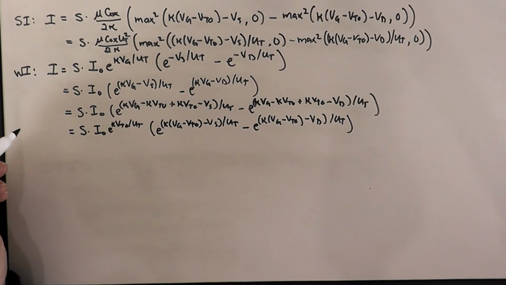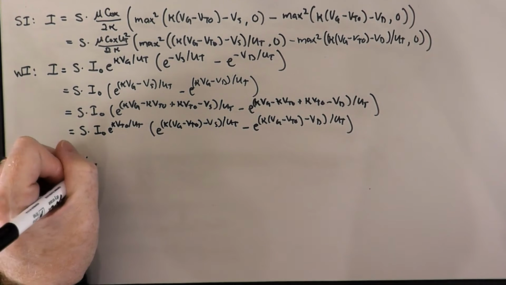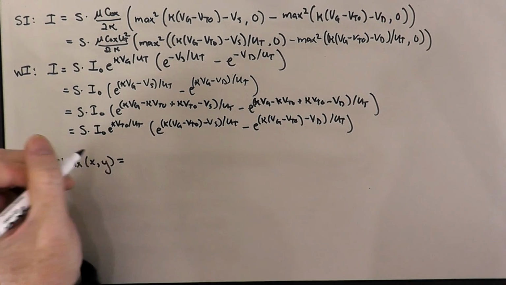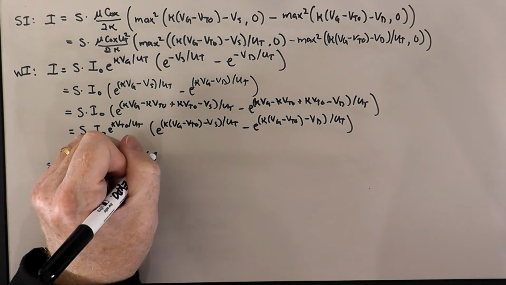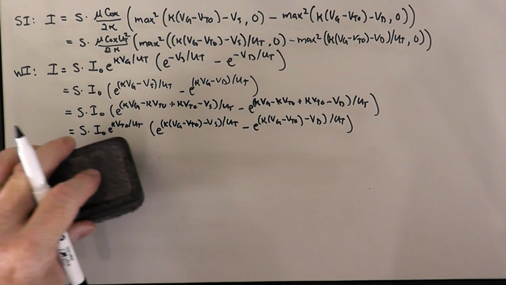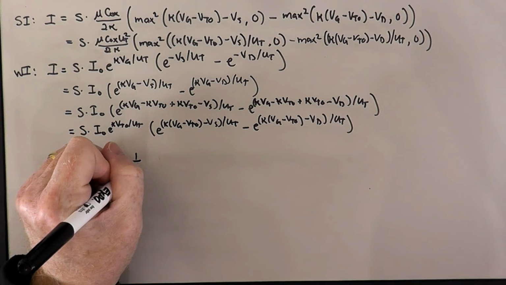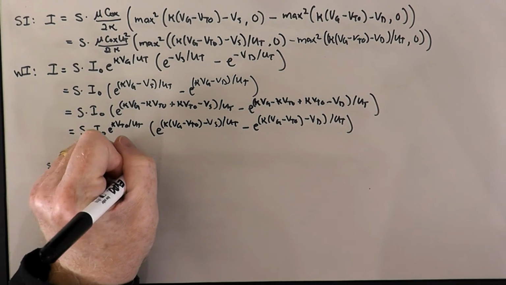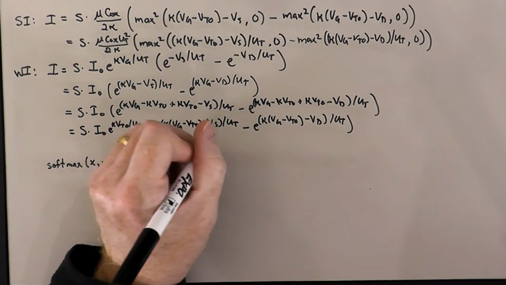So back in PostLab 2, you were introduced to the soft min function. Turns out there's a soft max function, which is very much like that. So softmax of, let's say, x and y, we could write as something like, to make it somewhat adjustable, 1 over a times the log of e to the ax plus e to the ay.